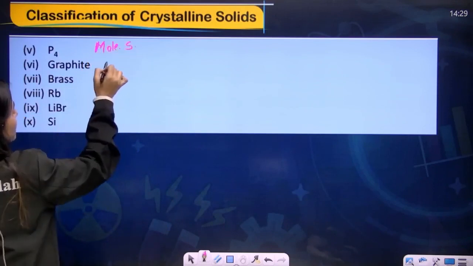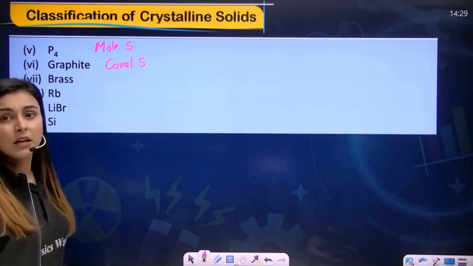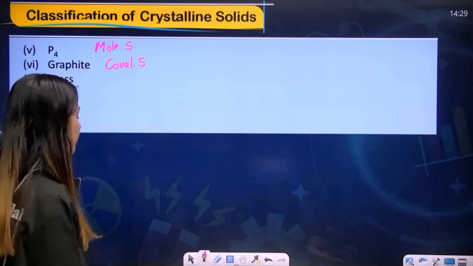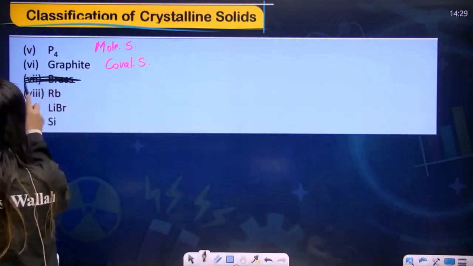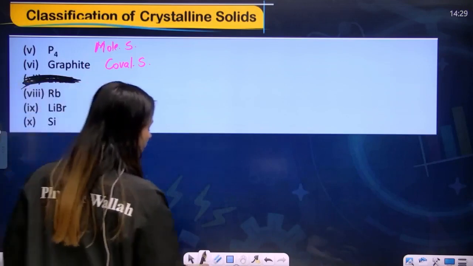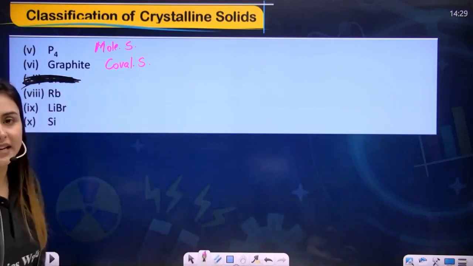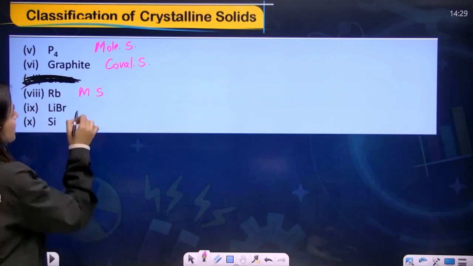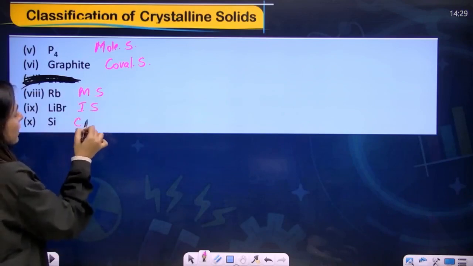Graphite is a covalent solid. Brass, my dear students, brass is actually an alloy. So let's leave it for now. When you study metallurgy, you'll try to answer it a little bit more. Don't do this right now. Let's talk about rubidium. Rubidium is a metallic solid. LiBr is an ionic solid. And if I talk about silicon, silicon was a covalent solid.